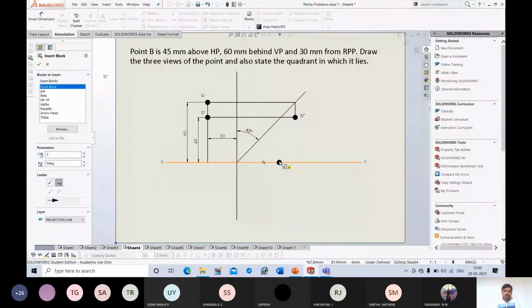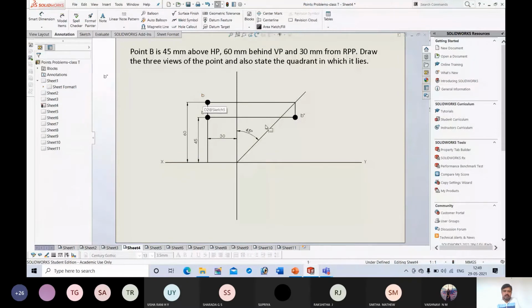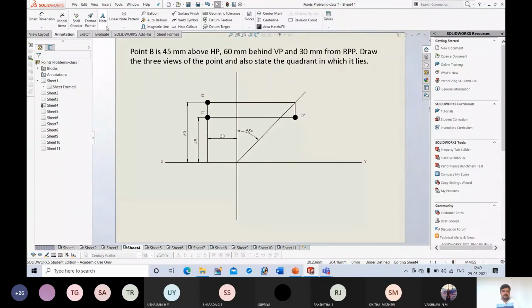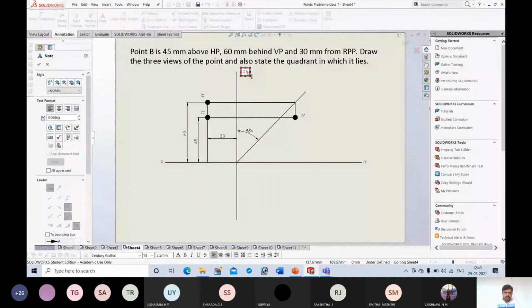Okay, so this is the front view, this is the top view, and this is the profile view. If you have any doubt regarding this, you can ask. Here you should write it as x1, y1. So this should be x1 and here it should be y1.